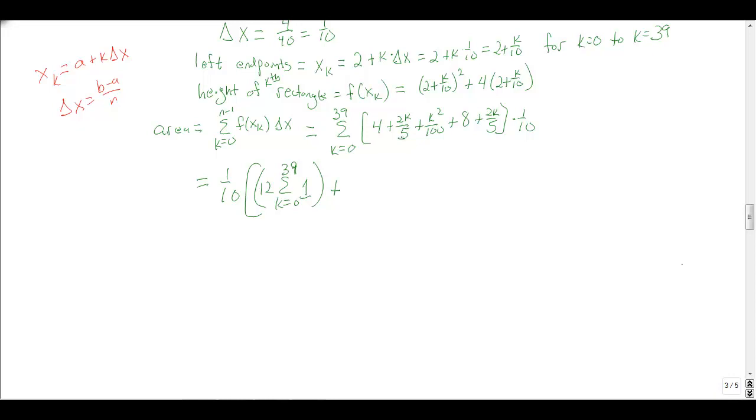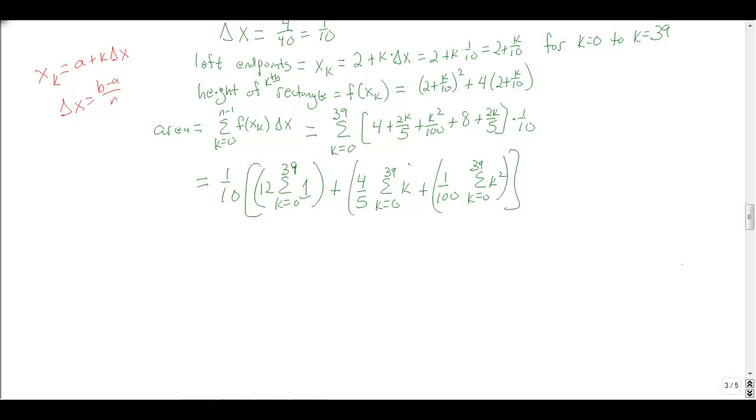The k's, I have a 2/5 plus a 2/5. That's a 4/5, k equals 0 to 39, k. Again, I could start this at 1 because when I plug in k equals 0, I get 0 anyway, which doesn't affect the sum. Plus, I have a 1/100th, summation k equals 0 to 39, k squared.